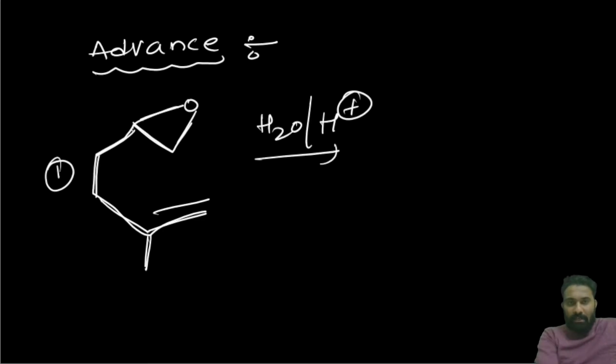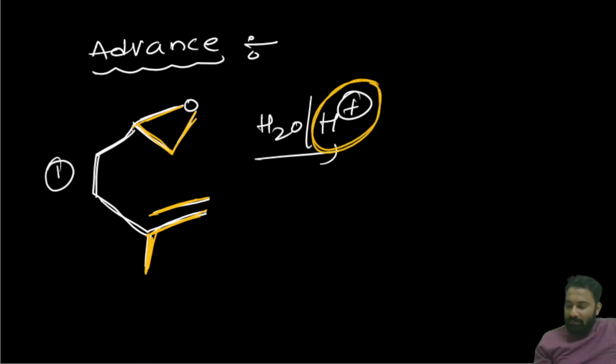Now, whatever the H plus we are having as the electrophile, it will be attacked to the alkene or to the epoxide. This is the epoxide, right? This is the epoxide and here we are having the alkene. Two nucleophilic sites we are having and one electrophile. Then this electrophile will be added or attacked very fast by the epoxide or alkene.